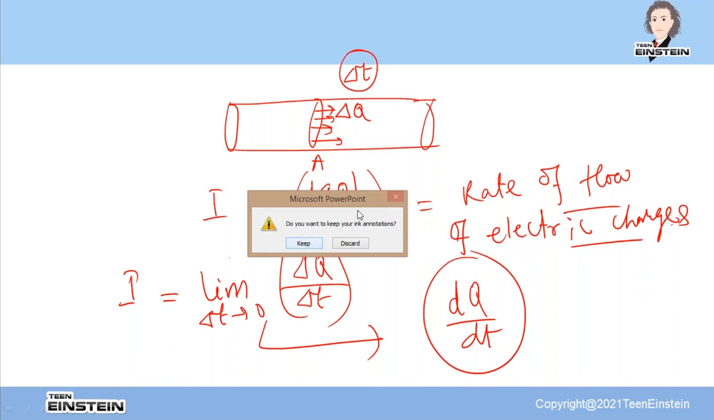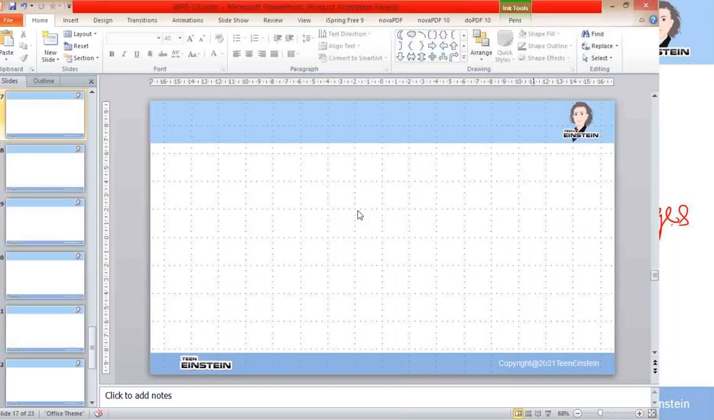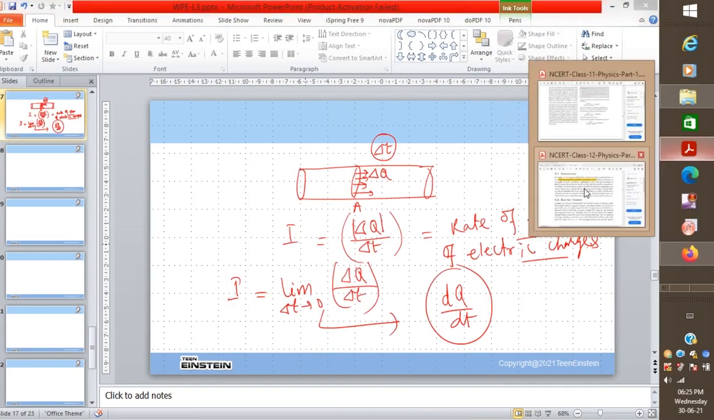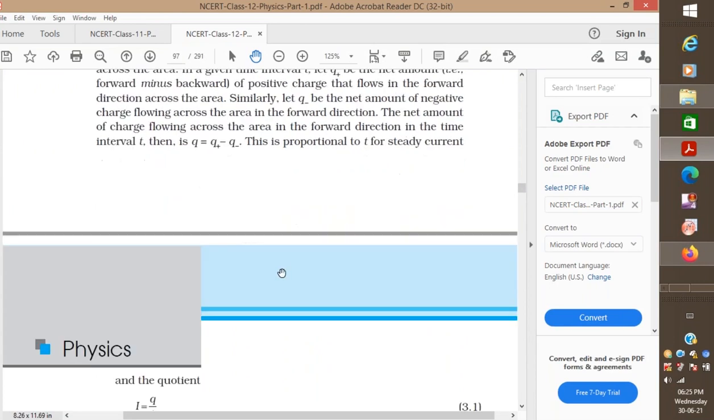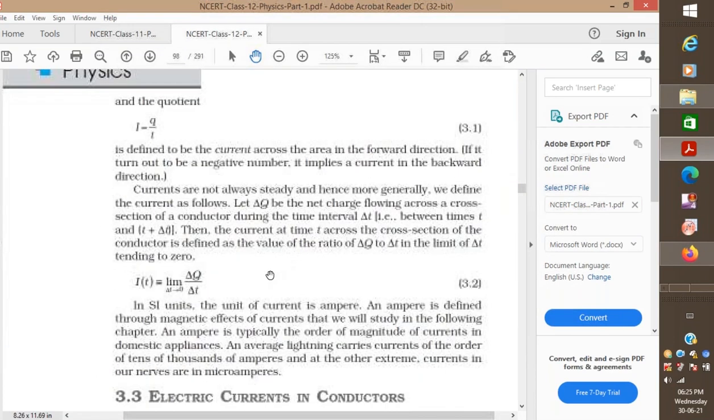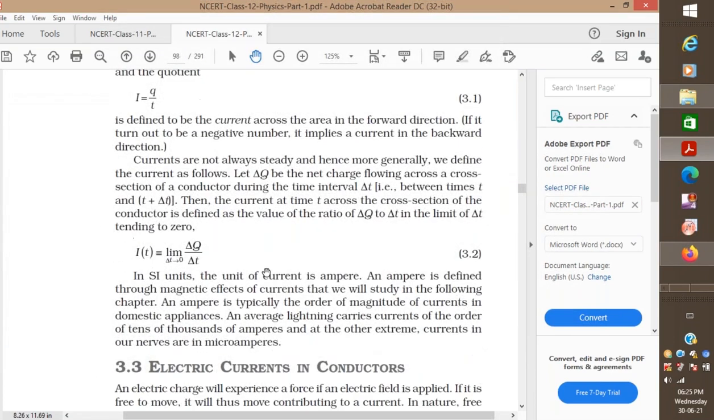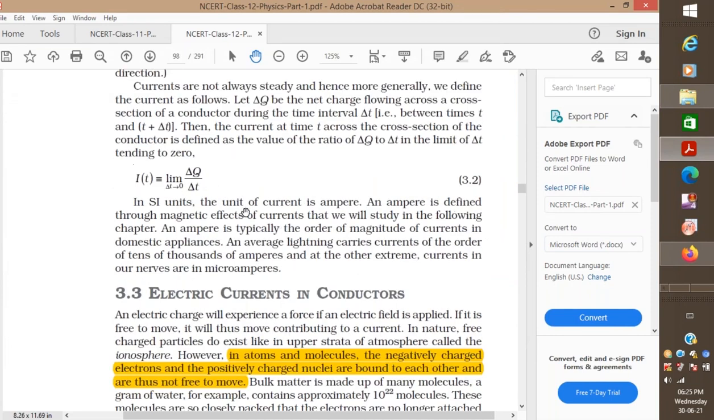Now let us see in your book. We'll just follow the textbook chronologically. So we have defined what current is. You can see from here. This is the definition, and it has SI unit ampere. And see, current has a direction, but it is not a vector quantity. It is a scalar quantity.